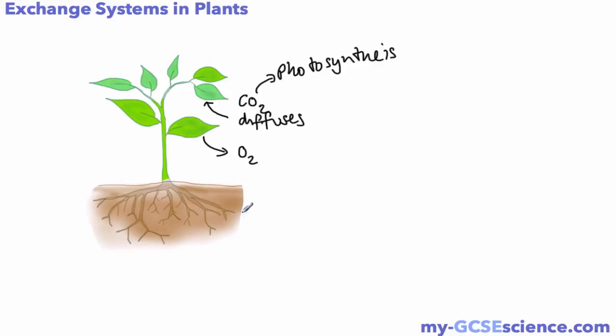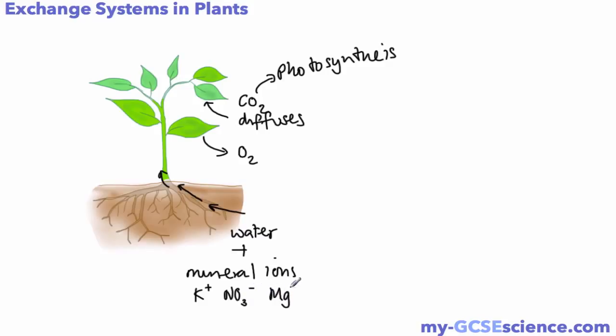Another substance that goes in is water, and this goes in through the roots. And with the water, we often also have something that we call mineral ions. These are required in small amounts by the plant, but we're talking about things like potassium, nitrates, and something like magnesium. These are all mineral ions that the plant would need, and they actually go into the plant through the roots.